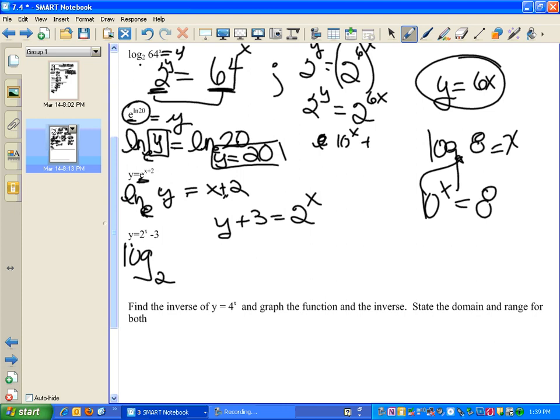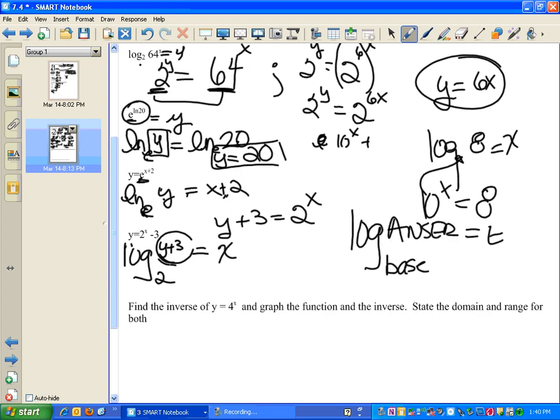So, what do I put here? Do I put the answer or do I put the exponent here? We put y plus 3, and what does a log always equal? The exponent, which is x. We're just rewriting these. You've got to ask your 3 questions, and you need to know log, base, answer, exponent. That's where everything goes.